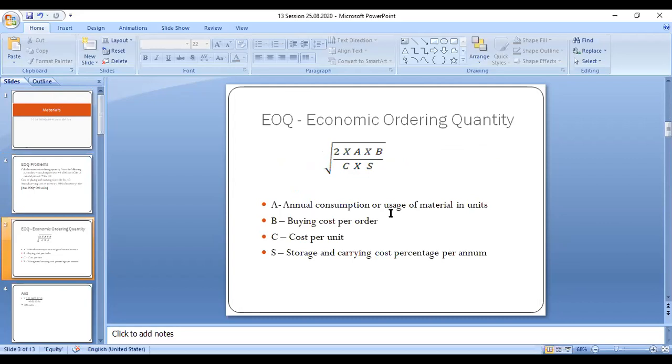This is a very frequently asked question. What is an EOQ? That is the economic ordering quantity. It is the square root of 2 into A into B divided by C into S. Here 2 is the number, A is the annual requirements, B is the buying and ordering cost per unit, C is the cost of material, and S is the storage cost percentage. So when the four values are given, you apply them in the formula and you will get the economic ordering quantity. This is the first case.